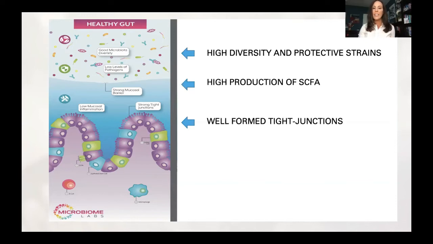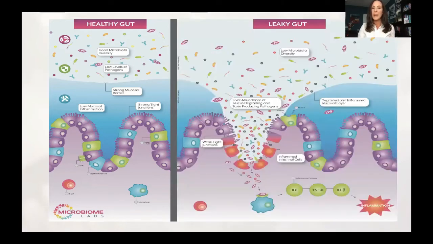high production of short-chain fatty acids, and well-formed tight junctions, we have a much healthier environment to prevent that lipopolysaccharide from entering the bloodstream and causing a cytokine storm, which we already talked about, and how that can predispose or prime a system for inflammation related to the virus.